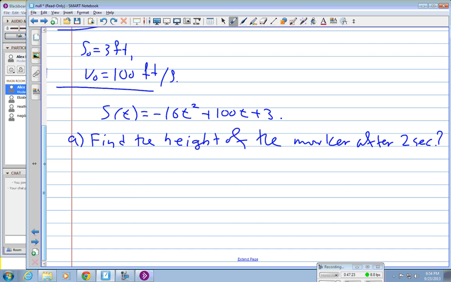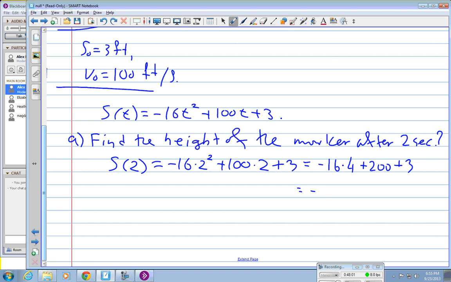But anyways, the job of this function is to tell us the height of an object at time t, and I'm giving you time t, so all we have to do is just plug in 2 into that function and see what you get. All right? So all we have to do is to evaluate s of 2. So that would be negative 16 times 2 squared plus 100 times 2 plus 3. Okay? So it's negative 16 times 4 plus 200 plus 3. So what is that? Negative 64 plus 203.